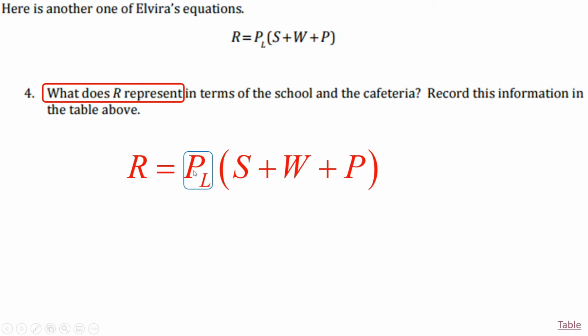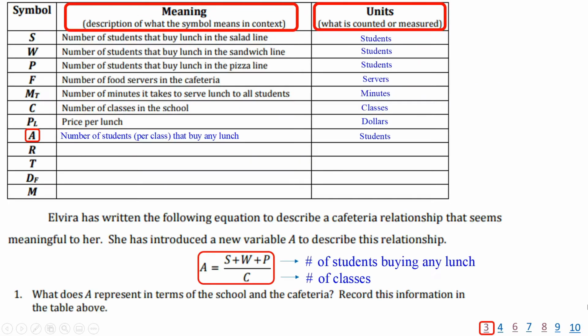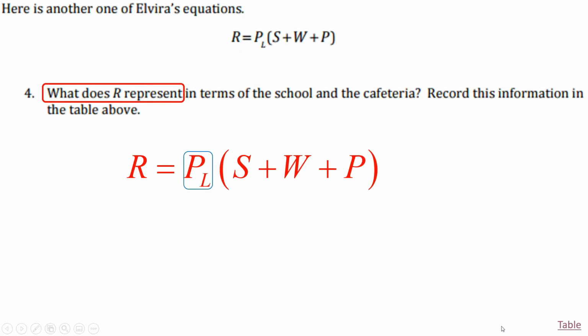Think about that. P sub L, maybe price per lunch. Let's double check that though. P sub L, did they give me this? Yeah, price per lunch right there. Okay, and that was number 4, I believe. There we go. So the price per lunch. And isn't this quantity the number of salads plus the number of sandwiches plus the number of pizza lunches sold? So that's the total students that buy lunch right there.